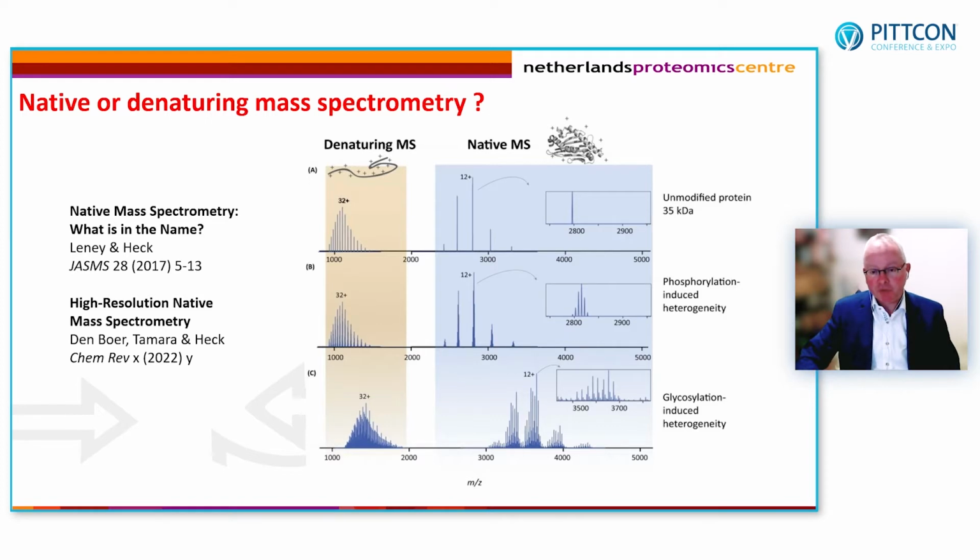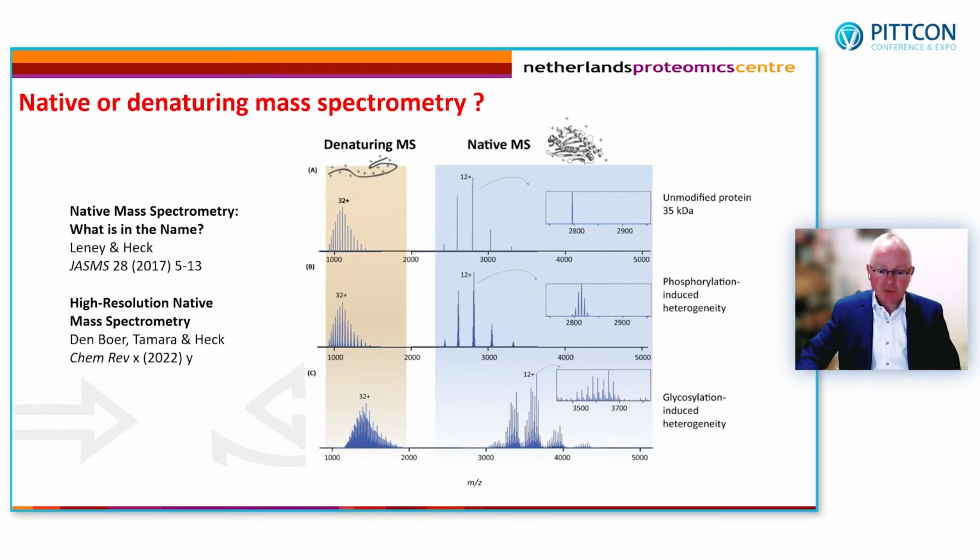But native mass spectrometry, as I said, had to mature compared to proteomics. And one of these maturation steps was that we need mass spectrometers that can really measure intact proteins more sensitively, and that can also measure them under more native conditions.